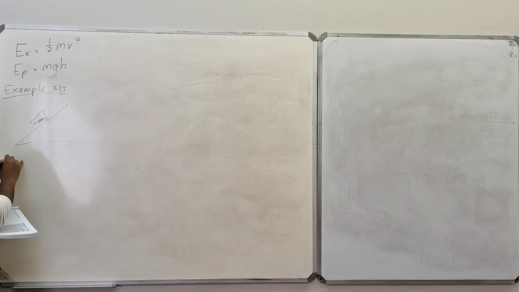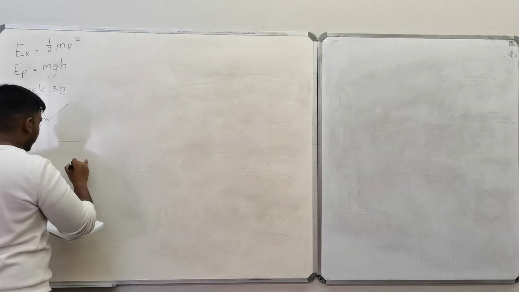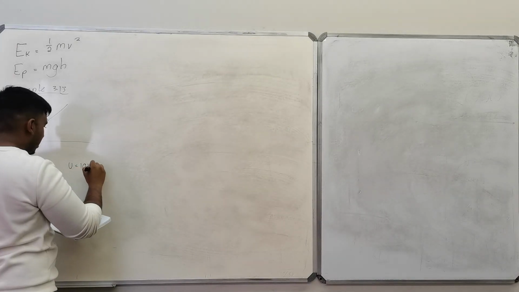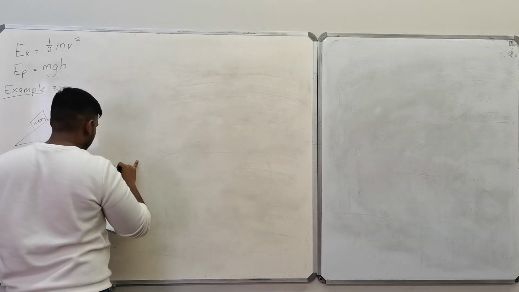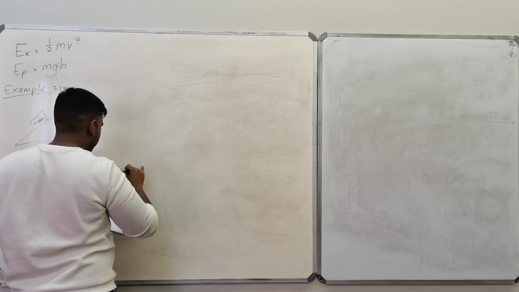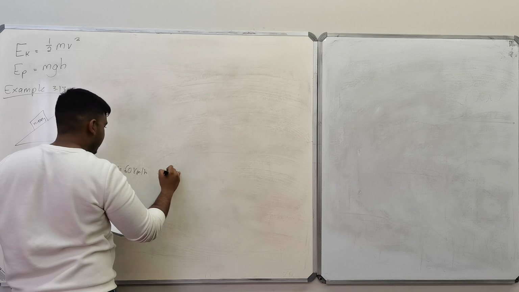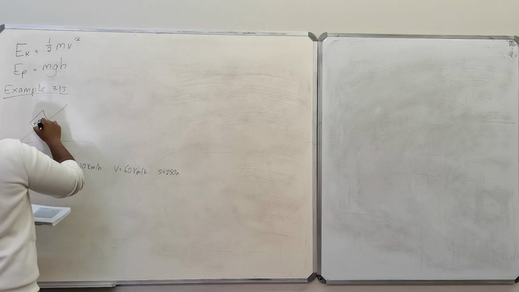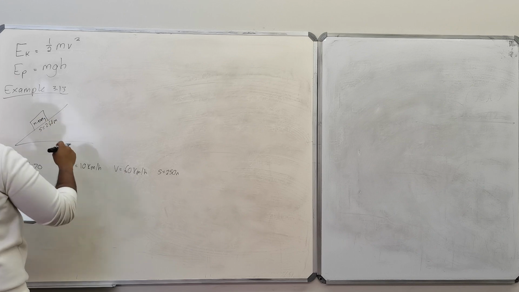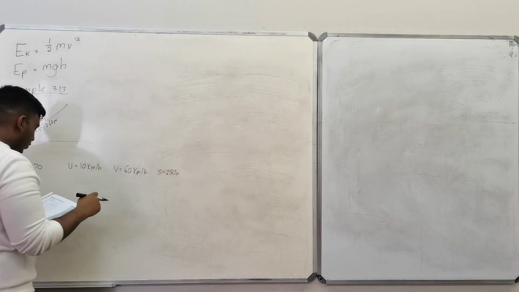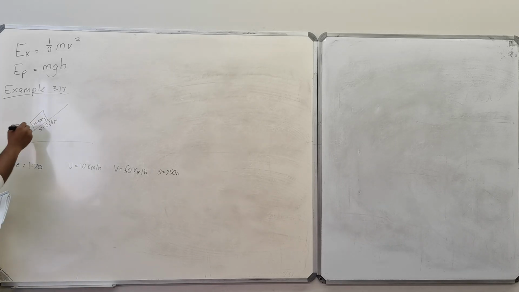The incline is equal to 1 in 70. It accelerates from an initial velocity of 10 kilometers per hour to a final velocity of 60 kilometers per hour with a displacement of 250 meters, so the displacement is equal to 250 meters. The resistance against movement, which is your rolling resistance, is 800. Calculate the work done after 250 meters as well as the tractive resistance.